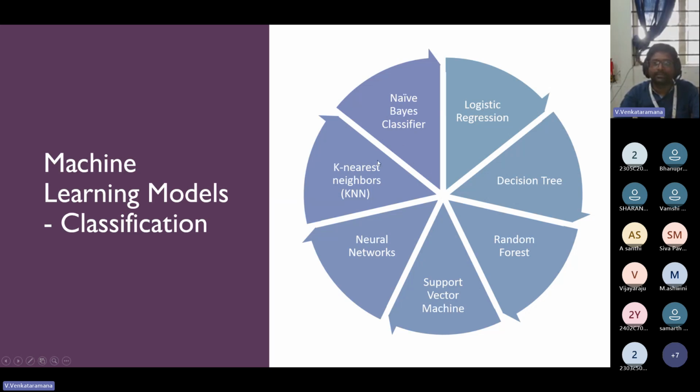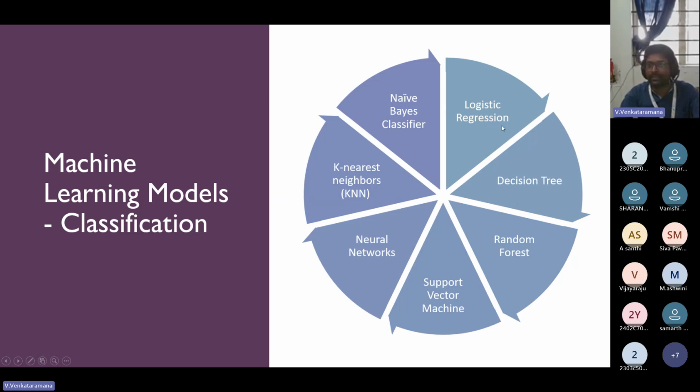So these are called classification-based machine learning models, like a decision tree. Decision tree can be useful for both regression and classification. Random forest is also useful for both regression and classification. Support vector machine is also useful for the regression and classification problem. Neural networks are also useful for the regression and classification problem. KNN is also useful for the regression and classification problem.